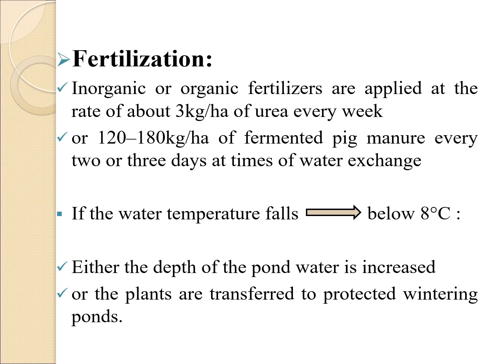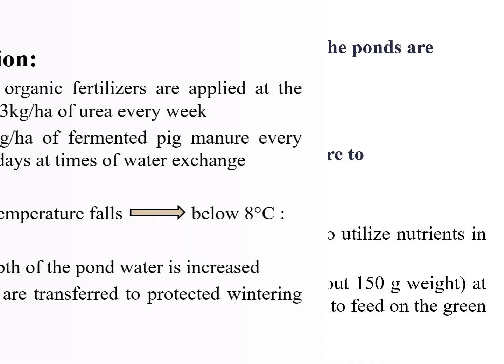Fertilization of the water body can be done through inorganic or organic fertilizers. These fertilizers are applied at the rate of about 3 kg per ha of urea every week, or 120-180 kg per ha of fermented pig manure every 2 or 3 days at times of water exchange. If the water temperature falls below 8 degrees centigrade, either the depth of the pond water is increased or the plants are transferred to protected wintering ponds.